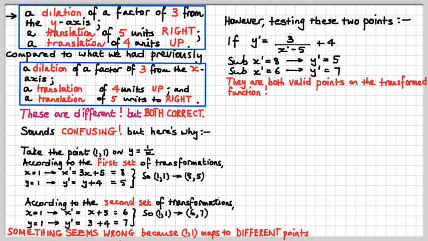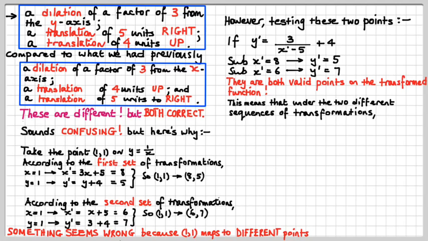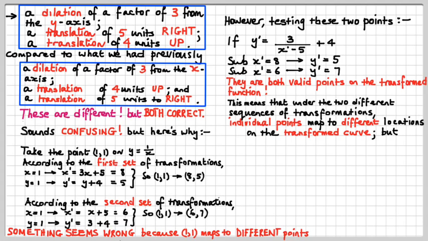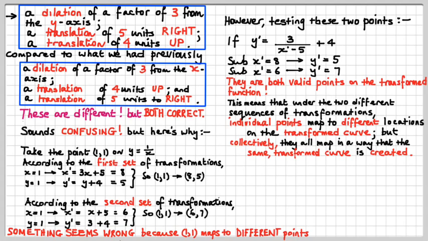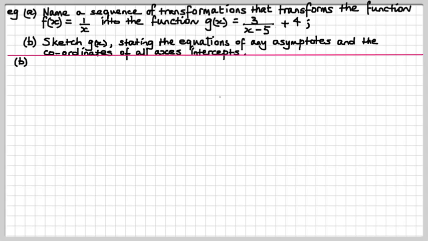So in other words, you can get the point (1, 1), x is 1, y is 1, transforming to completely different points, and still, if you consider all those points collectively, all transforming either upwards or horizontally inwards towards the y-axis, as in that example, you will still end up with the same transformed function. That's what's going on here. So this means that under the two different sequences of transformations, individual points map to different locations on the transformed curve, but collectively they all map in a way that the same transformed curve is created. Isn't that amazing? It is amazing to me.